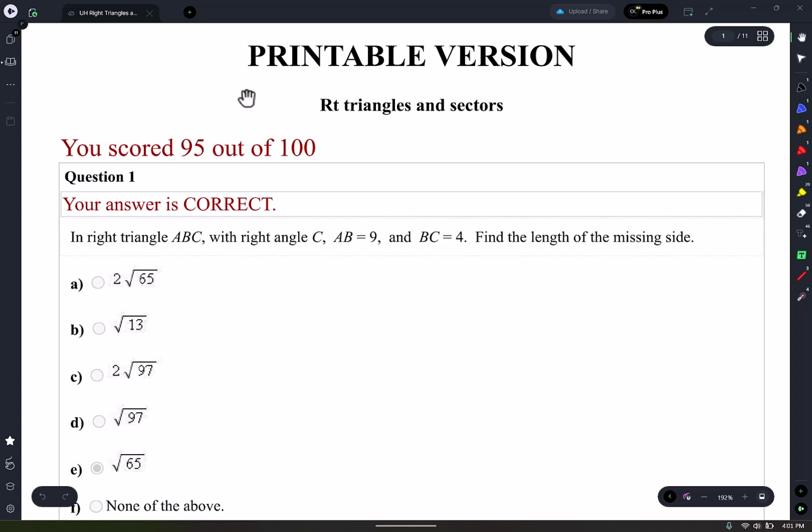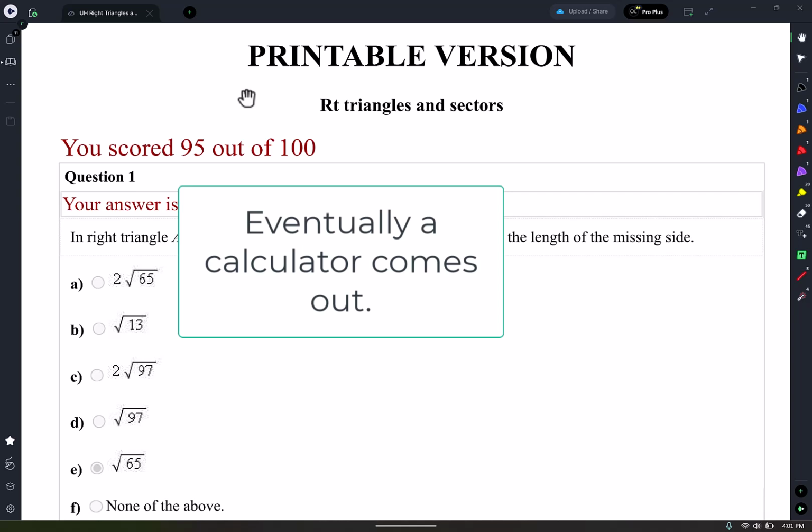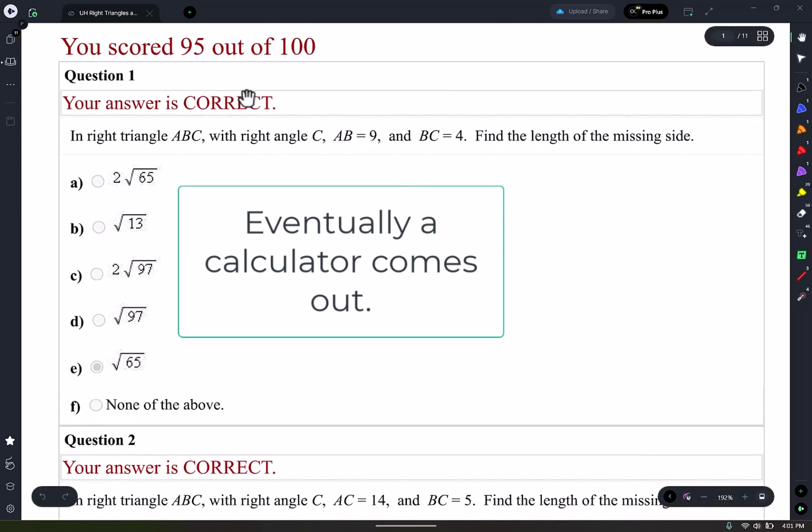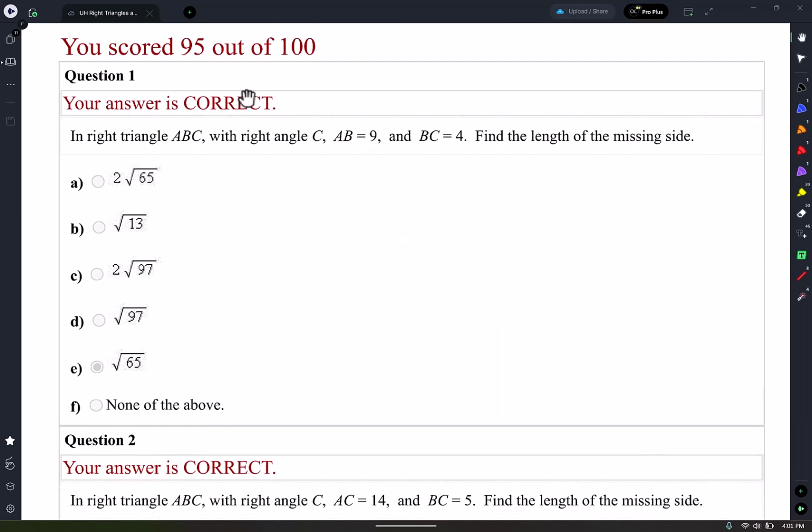All right, here we go. Right triangles and sectors. I think we can do this without a calculator, but if we need one, no big deal. We'll get one out. It says in a right triangle ABC with right angle C. So okay, here we go.